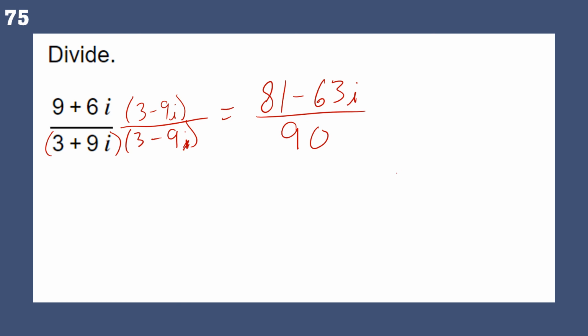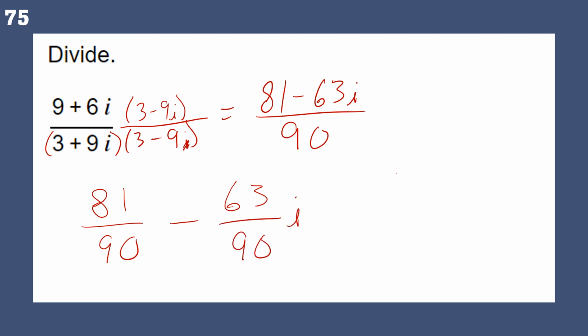The next thing we're going to want to do is figure out if we can simplify this at all. Now, usually when we put our answers in and we're dealing with complex numbers, we're going to want it in a plus bi format. In other words, we split this up into a real part and an imaginary part. And it looks like these will simplify down a little bit, okay? So we'll end up with 9 over 10 minus 7 over 10i.